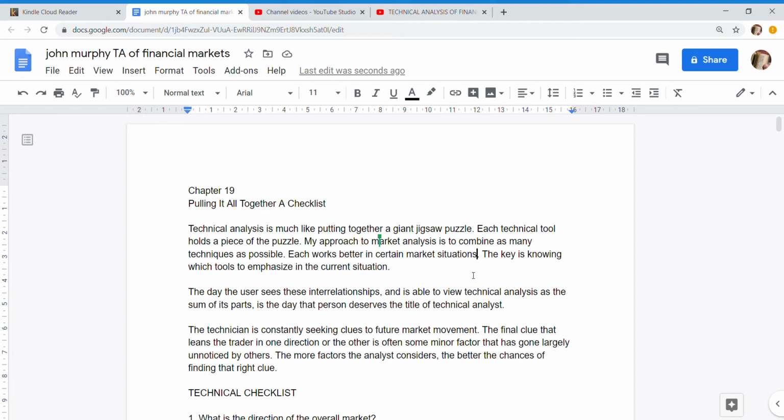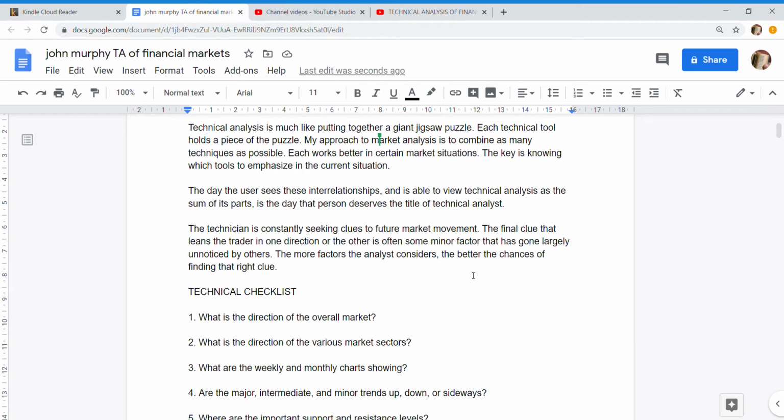The day the user sees these interrelationships and is able to view technical analysis as the sum of its parts is the day that person deserves the title of technical analyst. The technician is constantly seeking clues to future market movement. The final clue that leans the trader in one direction or the other is often some minor factor that has gone largely unnoticed by others. The more factors the analyst considers, the better the chances of finding that right clue.